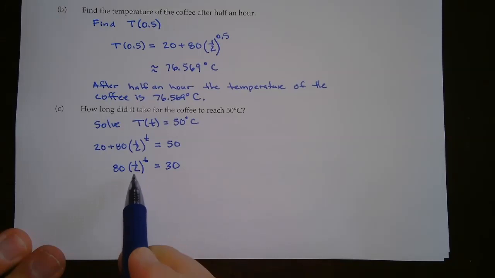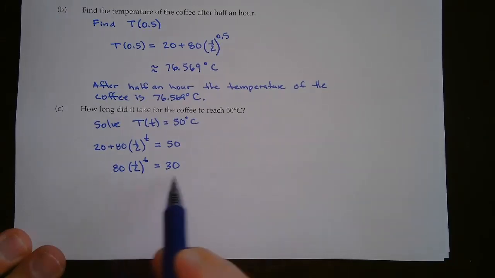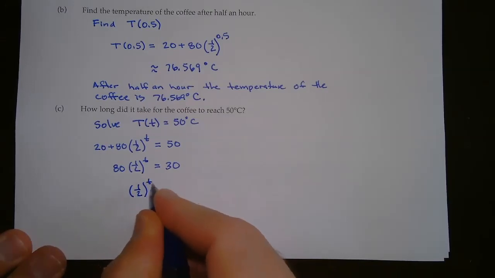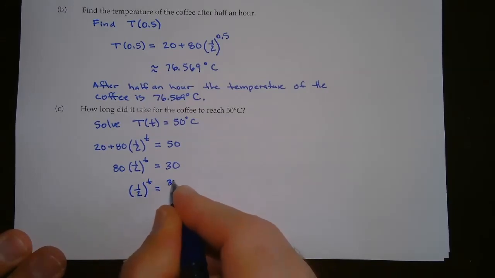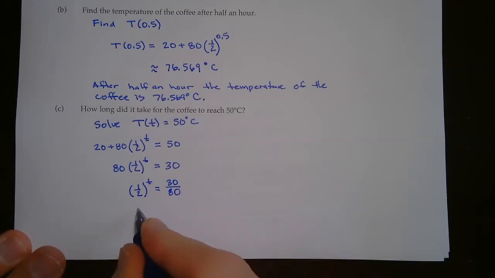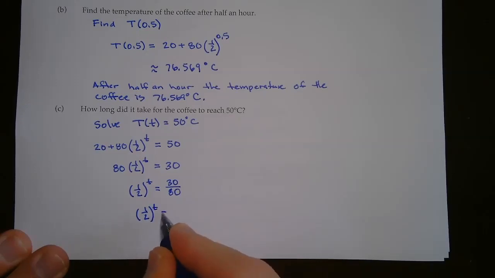Okay, so now I need to get to this 1/2 raised to the t. So I need to get rid of this 80. I'm multiplying by 80, so I'm going to divide both sides by 80. And that would result in 1/2 raised to the t is equal to 30 over 80. Now 30 over 80, those are both divisible by 10. So that becomes 3/8. So now I have 1/2 raised to the t is equal to 3/8.